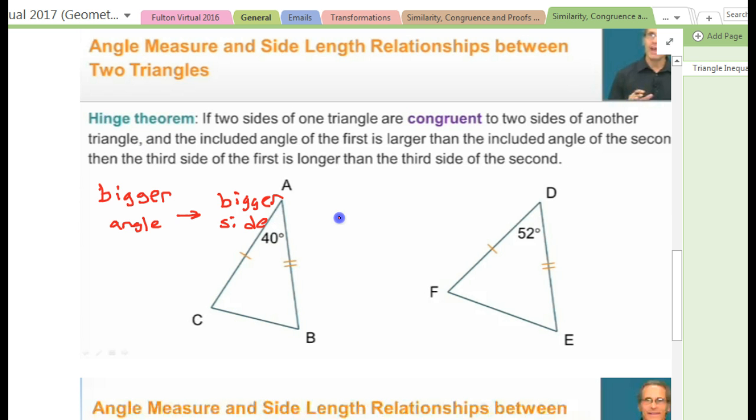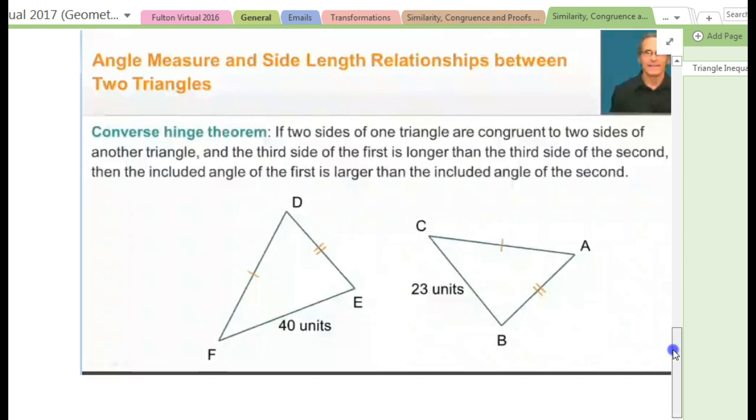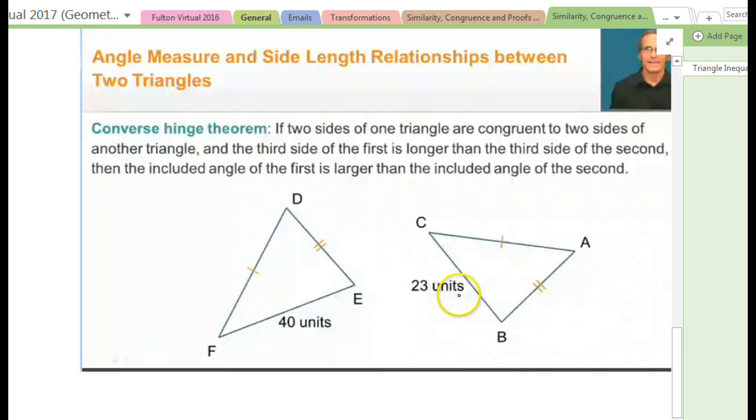All right, so that's the original hinge theorem. Now, in the converse, you're starting with the sides, and then you're asking about the angles. So in the converse, it would go like this: the bigger side is going to be across from the bigger angle.